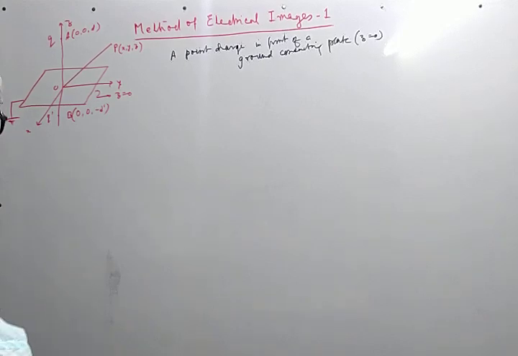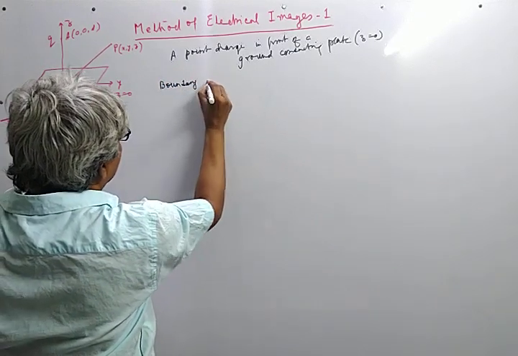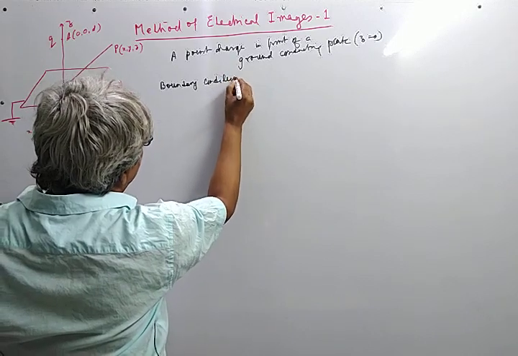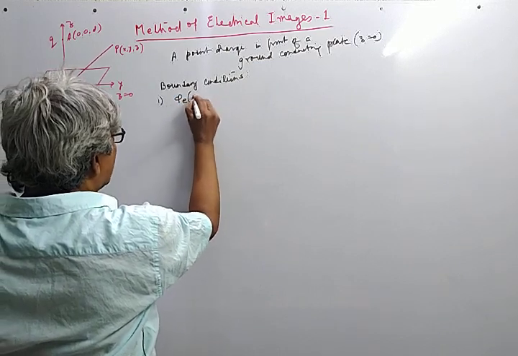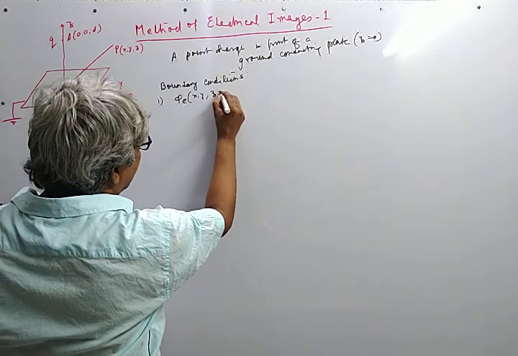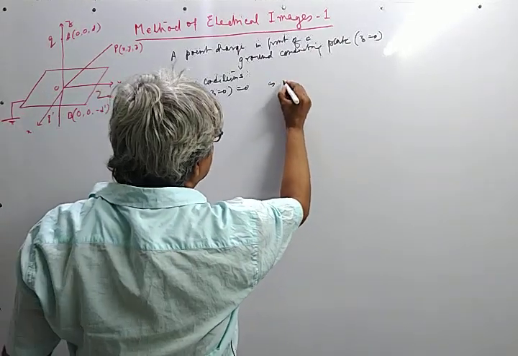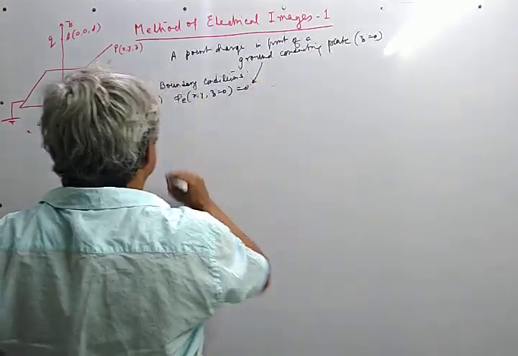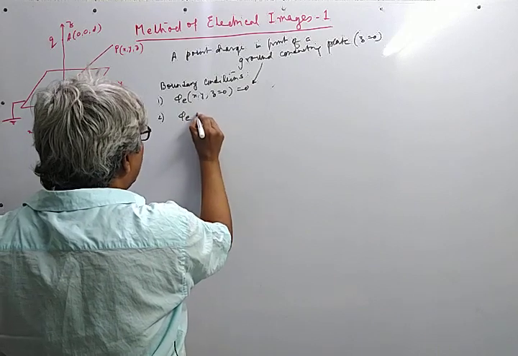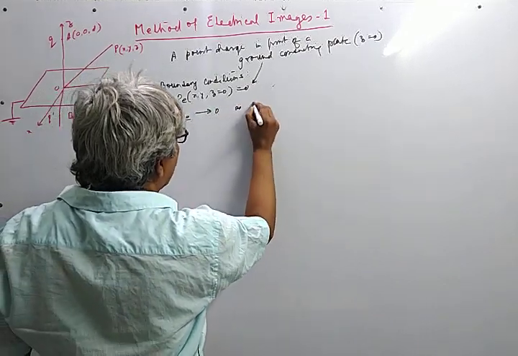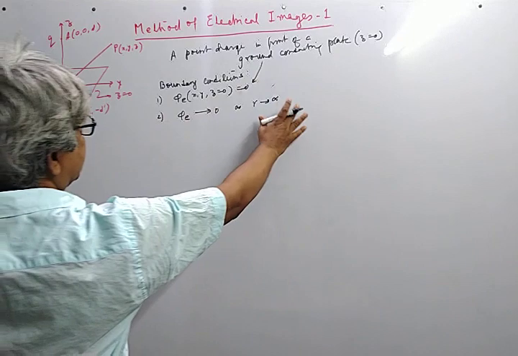Now, what is the boundary condition of the problem? First, phi at x, y, z equal to 0 is 0, because the plate is grounded. Second, phi must go to 0 as r goes to infinity. That is, the potential at a large distance from the plate is 0.